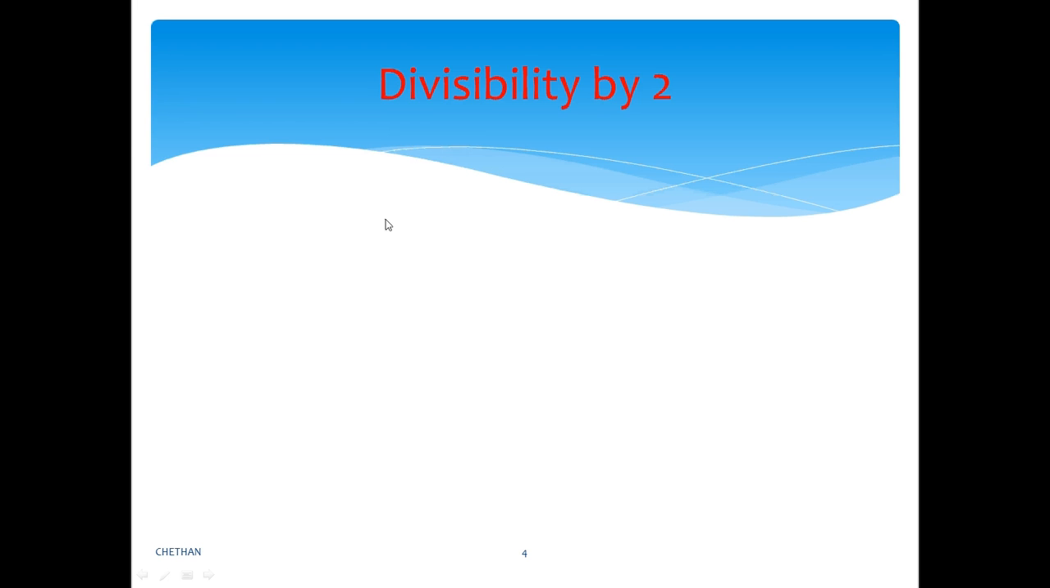Next, the divisibility by 2. This is so simple compared to divisibility by 10 and 5, because see here, even numbers are there. Even numbers are 2, 4, 6, 8, 10, 12, 14, etc. These are all called even numbers. Why are these all called even numbers?